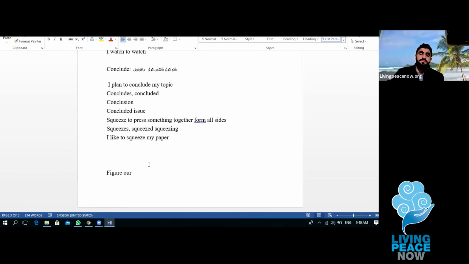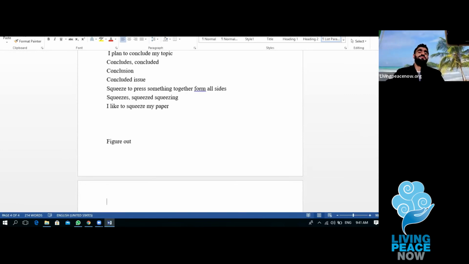We will talk about the phrasal verbs in the next days, in the next sessions, but just think and keep this point in your mind. Figure out is a phrasal verb, and many times you can't use the phrasal verb completely in a sentence. For example, you can't say I figure out it.